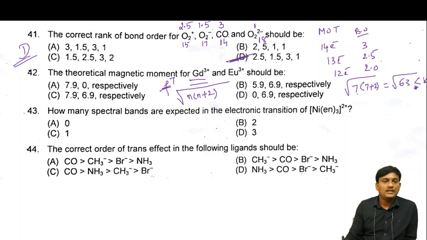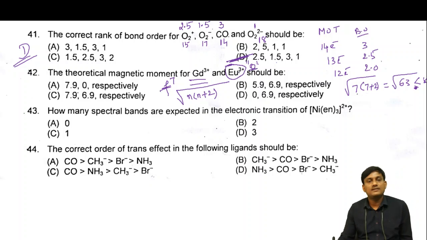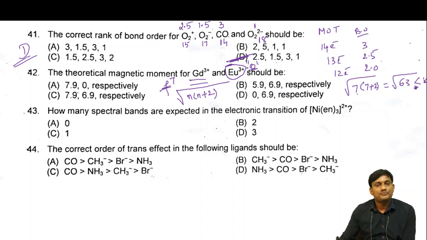So 7.9. Europium 3+, even though it has unpaired electrons, the magnetic moment is 0 due to low value of J. It's an exception, europium 3+ and samarium 2+. For these species, the J value is very, very less. That's why the magnetic moment is 0. This one is an exception. So what is the answer? Gadolinium 3+, it will be around 7.9, and europium 3+, it will be 0. So A is the correct option.